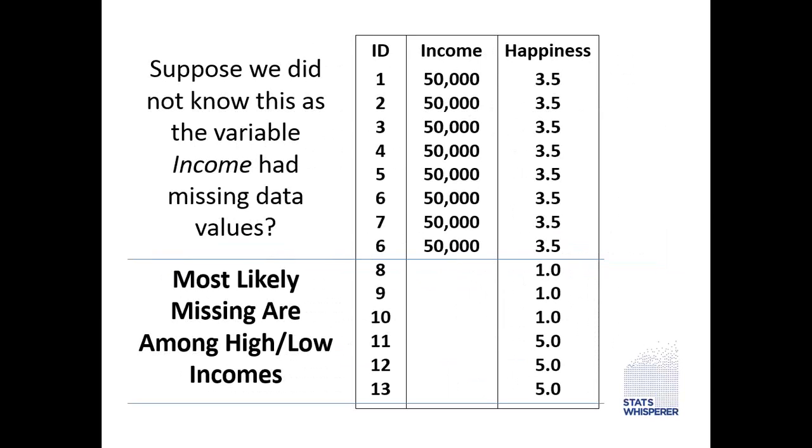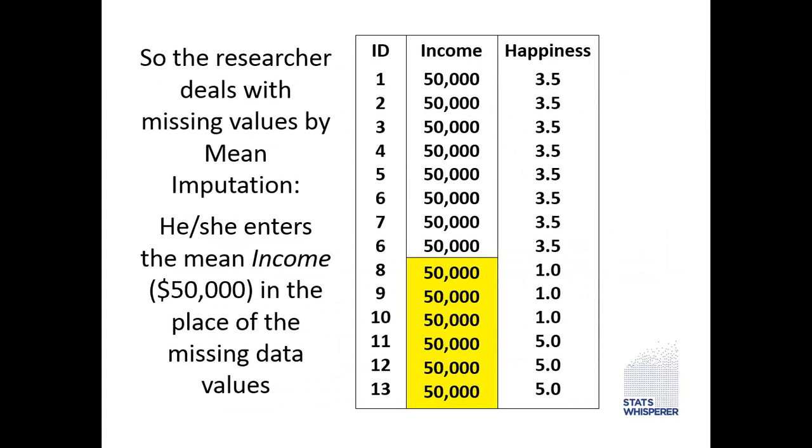So let's assume that those bottom 6 are missing. If high and low incomes are more likely to be missing, let's make them missing. Their happiness scores are still there, so we can assume they provided their happiness scores, but they didn't want to tell us about their income. So we need to put something in there for income. A lot of people would enter the mean income for the total sample, which is $50,000.